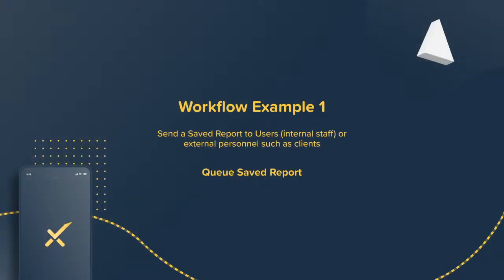So the first workflow example we're going to look at setting up is how do you send a saved report to users within aXcelerate or any other contacts. So it could be class enrollment reports, progress reports, etc. to members of your team. And as this is a scheduled workflow, we're going to look at setting up a schedule first in aXcelerate. So let's see how to do that.